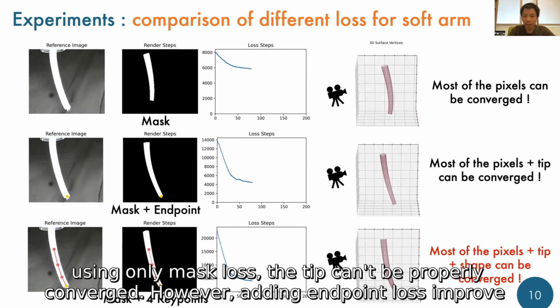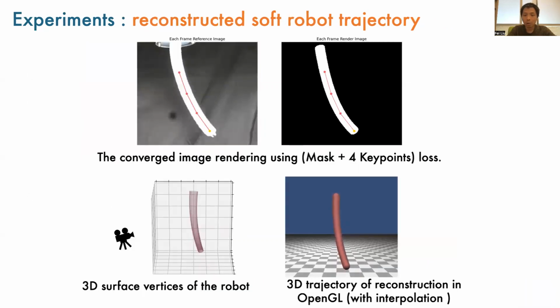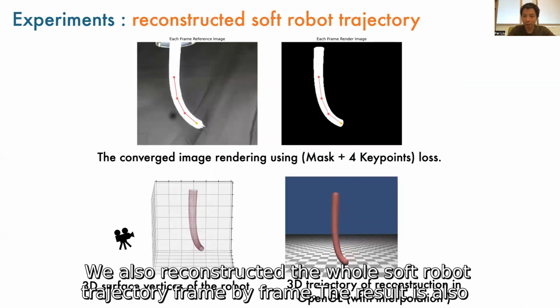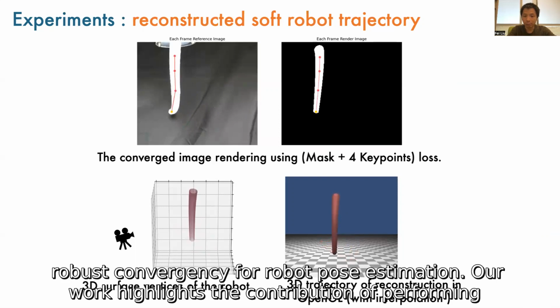When using only mask loss, the tip can't be properly converged. However, adding endpoint loss improves the performance. Using 4 key points, the interior shape is also well converged. We also reconstructed the whole soft robot trajectory frame by frame. The result is also rendered with OpenGL. We can conclude that by combining these losses, we achieve more robust convergence for robot pose estimation.